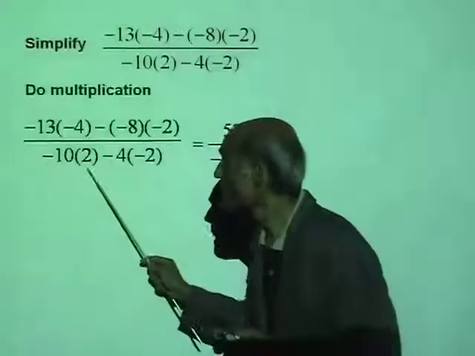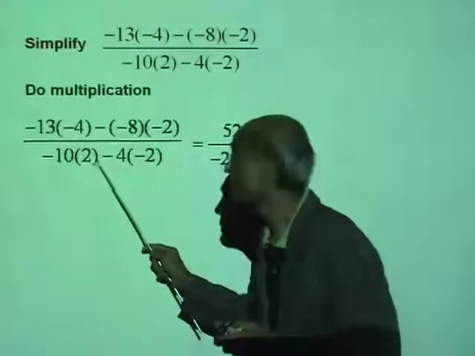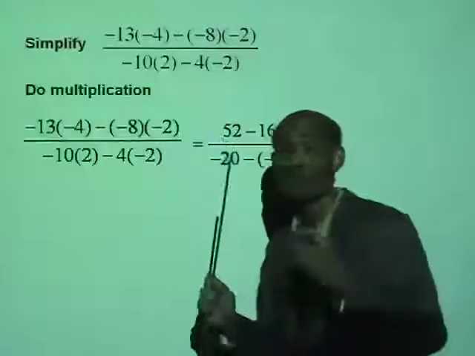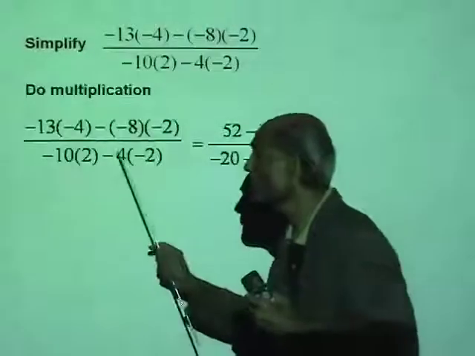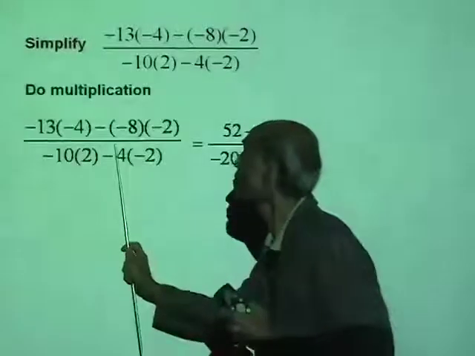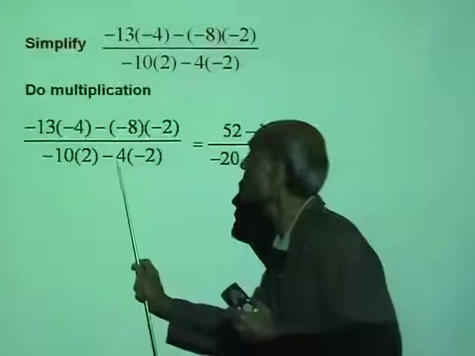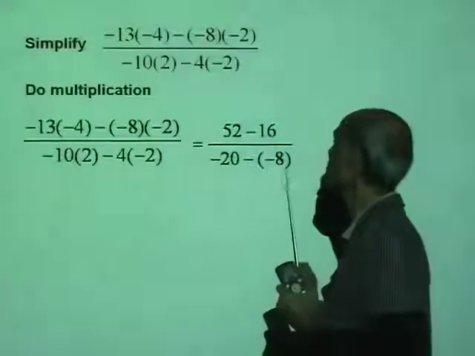Negative 10 times 2. What is negative 10 multiplied by 2? Will be negative 20. Negative number multiplied by a positive number. Now, followed by minus. What is 4 multiplied by negative 2? See that? 4 multiplied by negative 2 is negative 8.